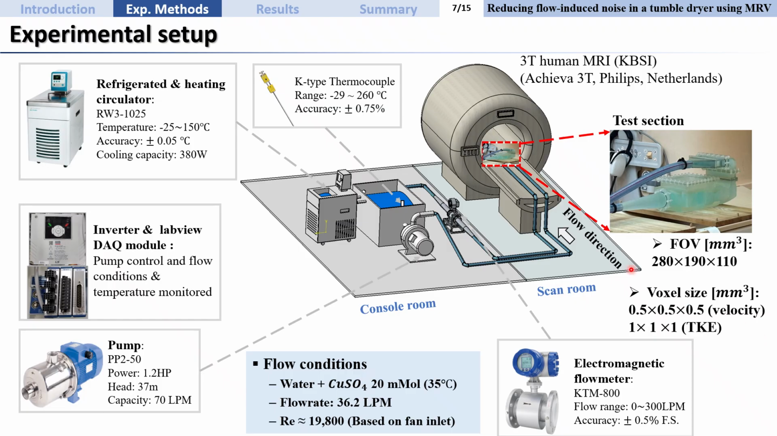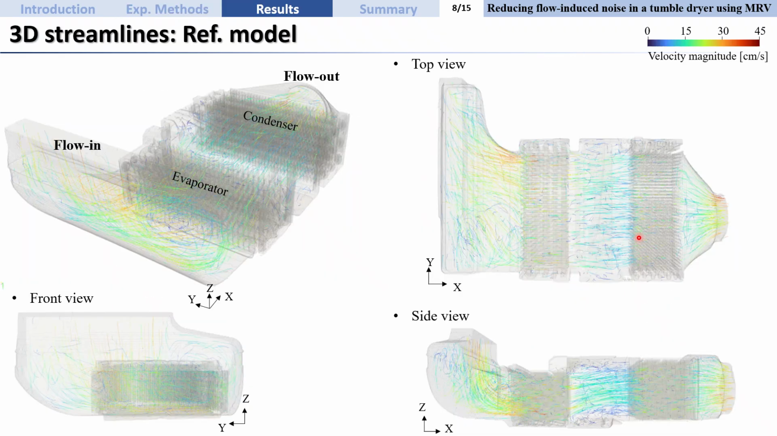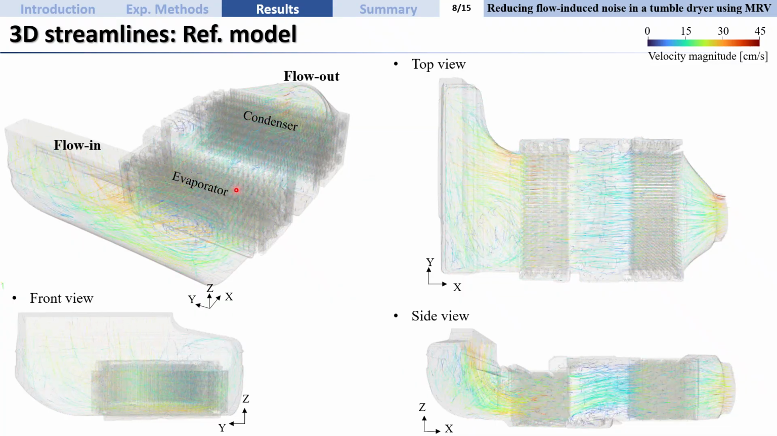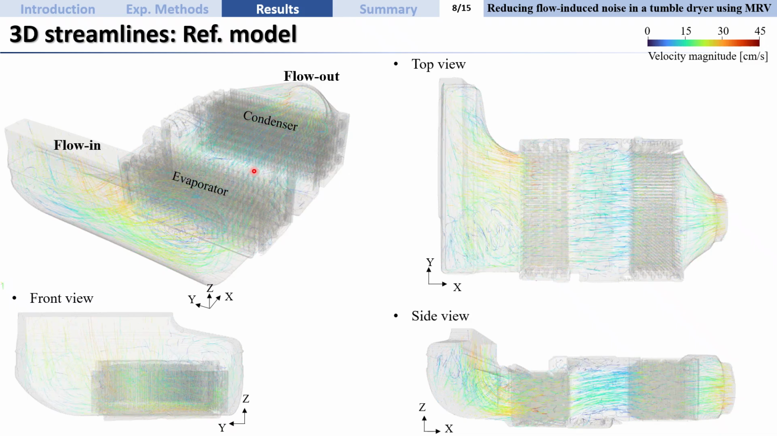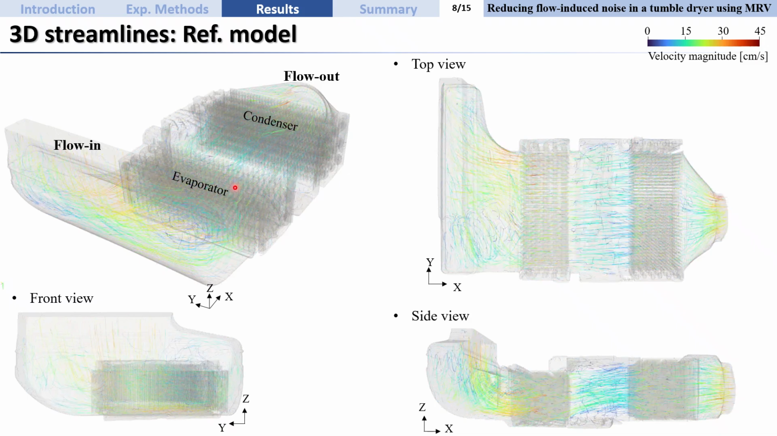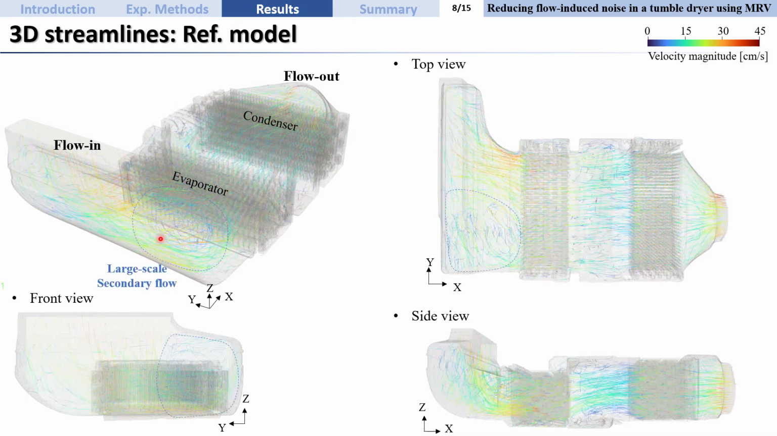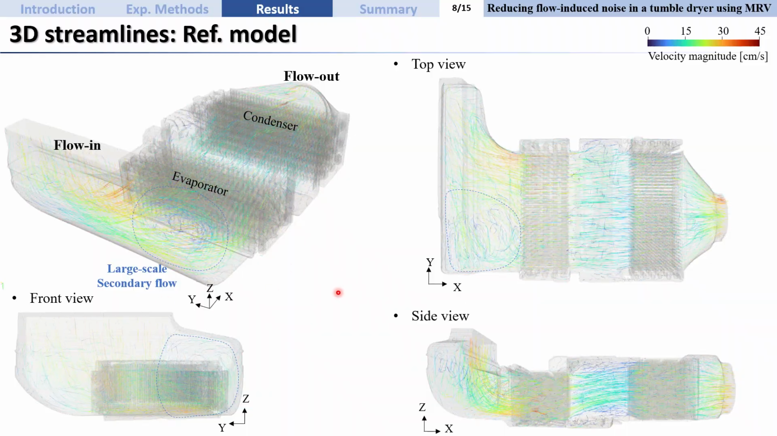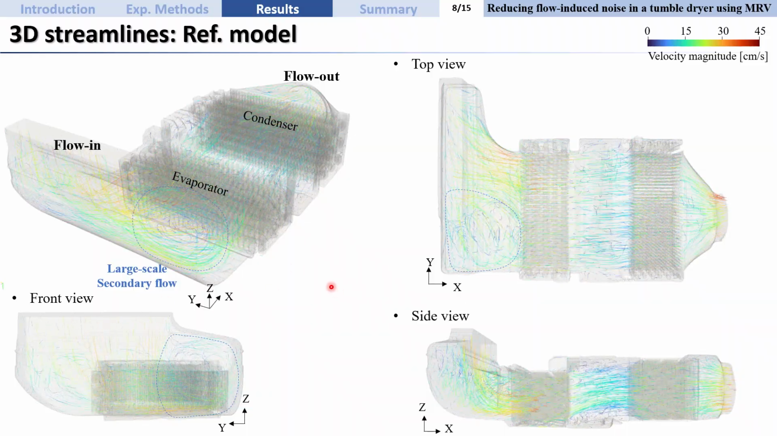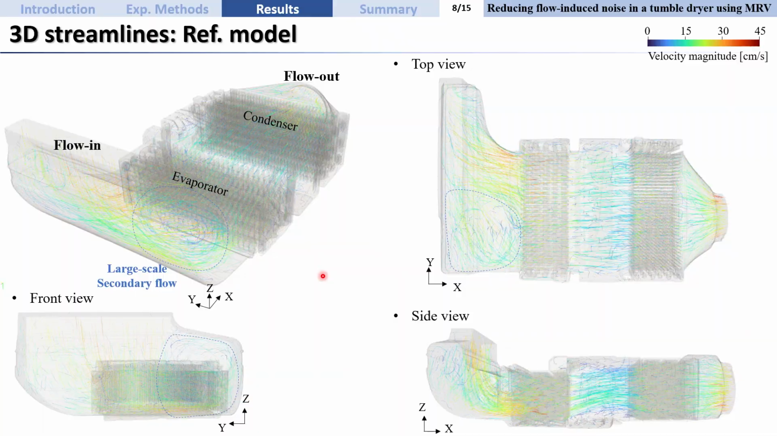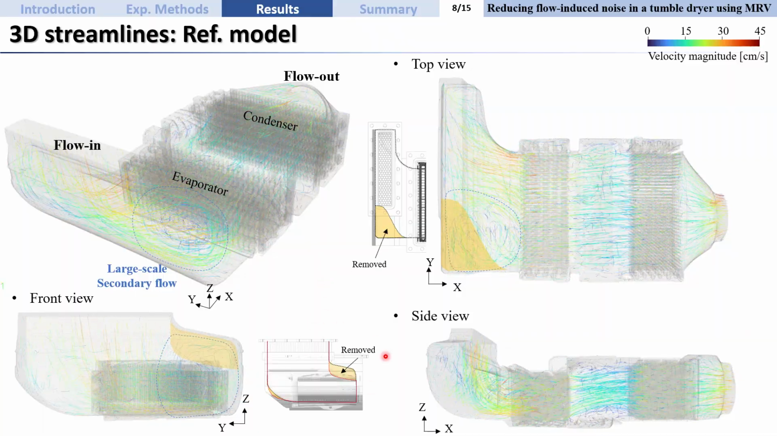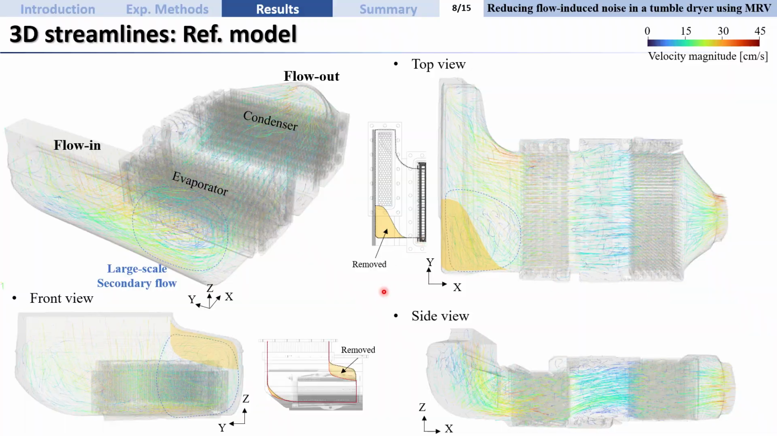And next, I will show you the flow visualization results. First, I will show you the 3D streamlines of the reference model. So as we can see, the flow at the inlet is very complex, featuring a large-scale secondary flow right here. So to address this, we reshape the inlet duct, removing the parts that cause secondary flows and making the whole path smoother.